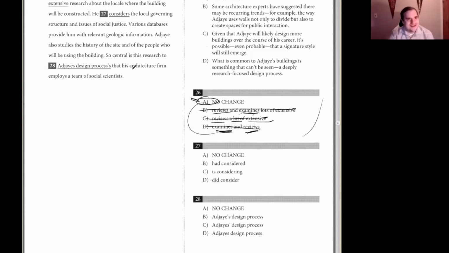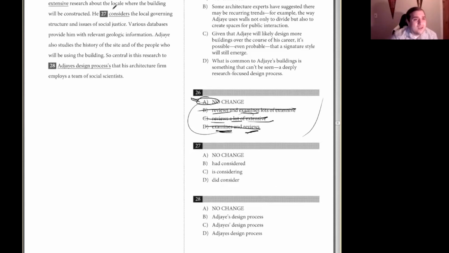So weird. 27. 27 appears to be a tense question, but it could be subject-verb agreement because had with an ed ending would go both ways. So I'd actually need to read the sentence. This one could be both because it's had with an ed ending, which can be singular or plural. And this would be singular, this would be singular, this would be singular. So it's either a subject-verb agreement question where that's the answer, or we actually have to figure out what tense is going on. I'm thinking it's a tense question, though.